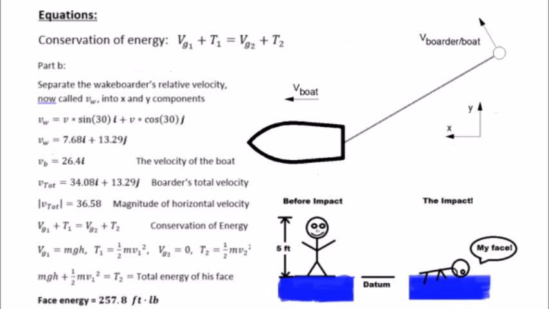Now that we have the tangential velocity of the wakeboarder, we need to break this velocity into components according to our coordinate system and add these to the components of the boat's velocity. Doing this yields the relative velocity of the wakeboarder with respect to the earth. Doing this gives us a velocity of 34.075 feet per second in the i-hat direction plus 13.293 feet per second in the j-hat direction with a magnitude of 36.58 feet per second.